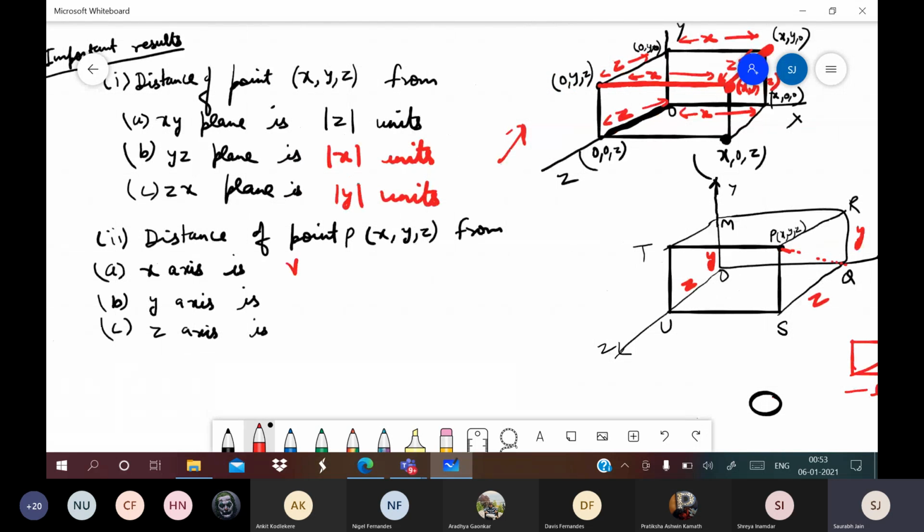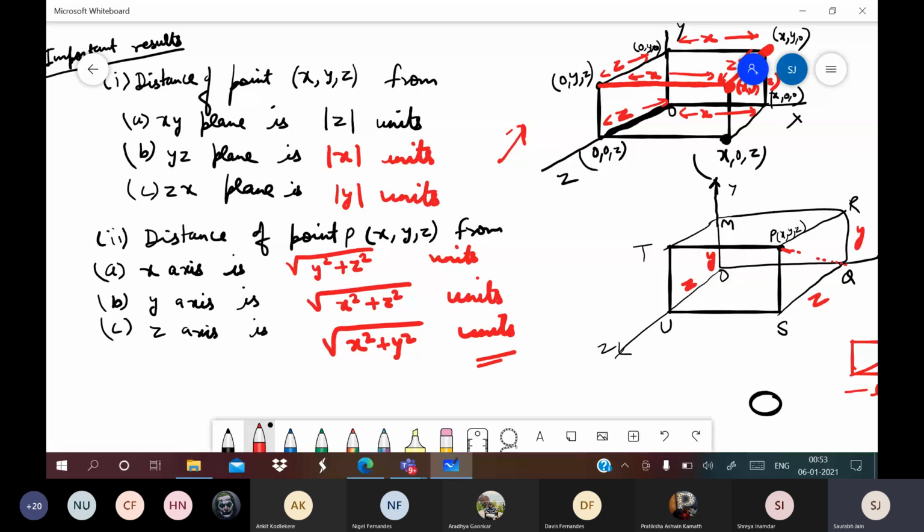What is the first answer? It is under root Y square plus Z square. Now I told you there is symmetry. So from the Y axis it will be under root X square plus Z square. And from the Z axis it will be under root X square plus Y square. No need to write anything like mod because it is already a square, so it will be positive. So these two are important results. Okay, remember this.